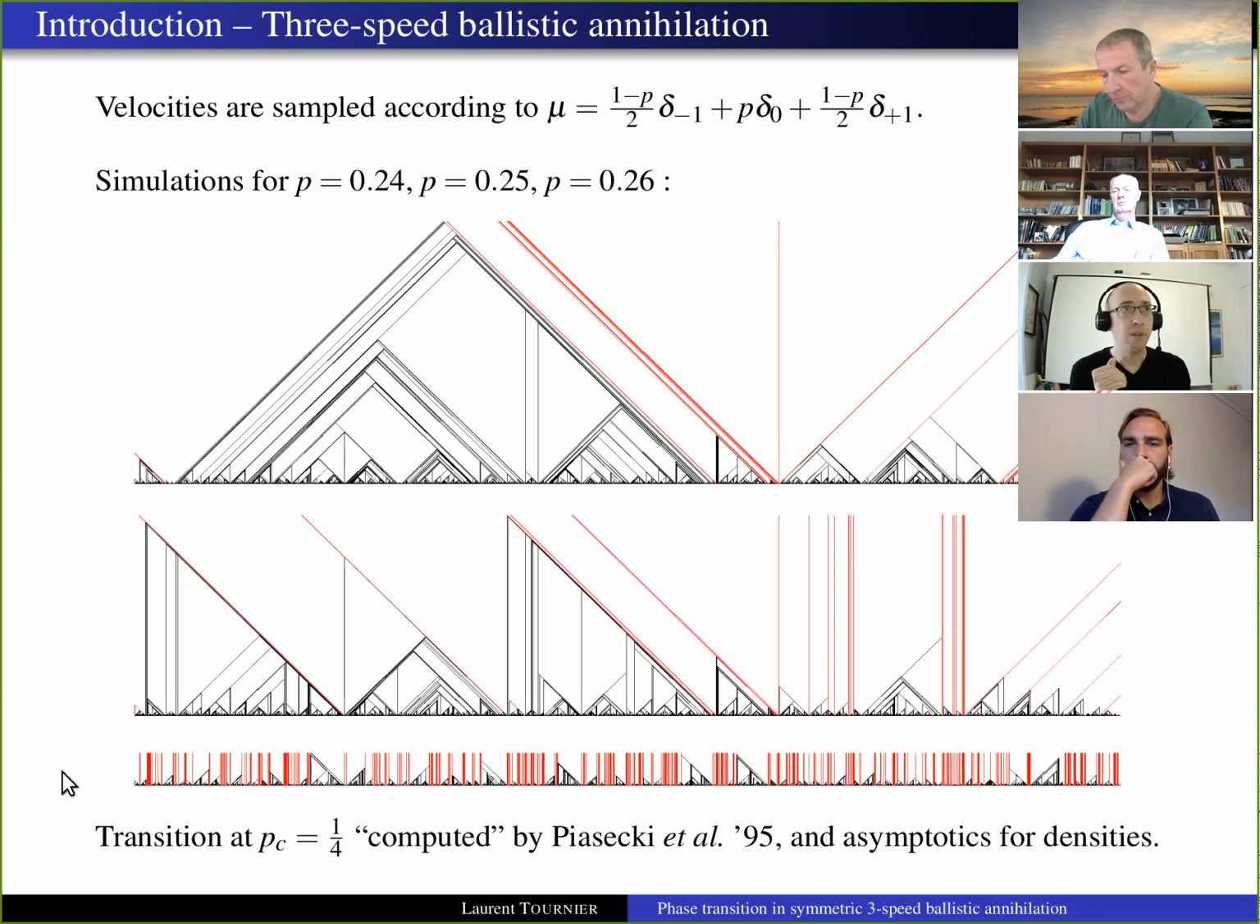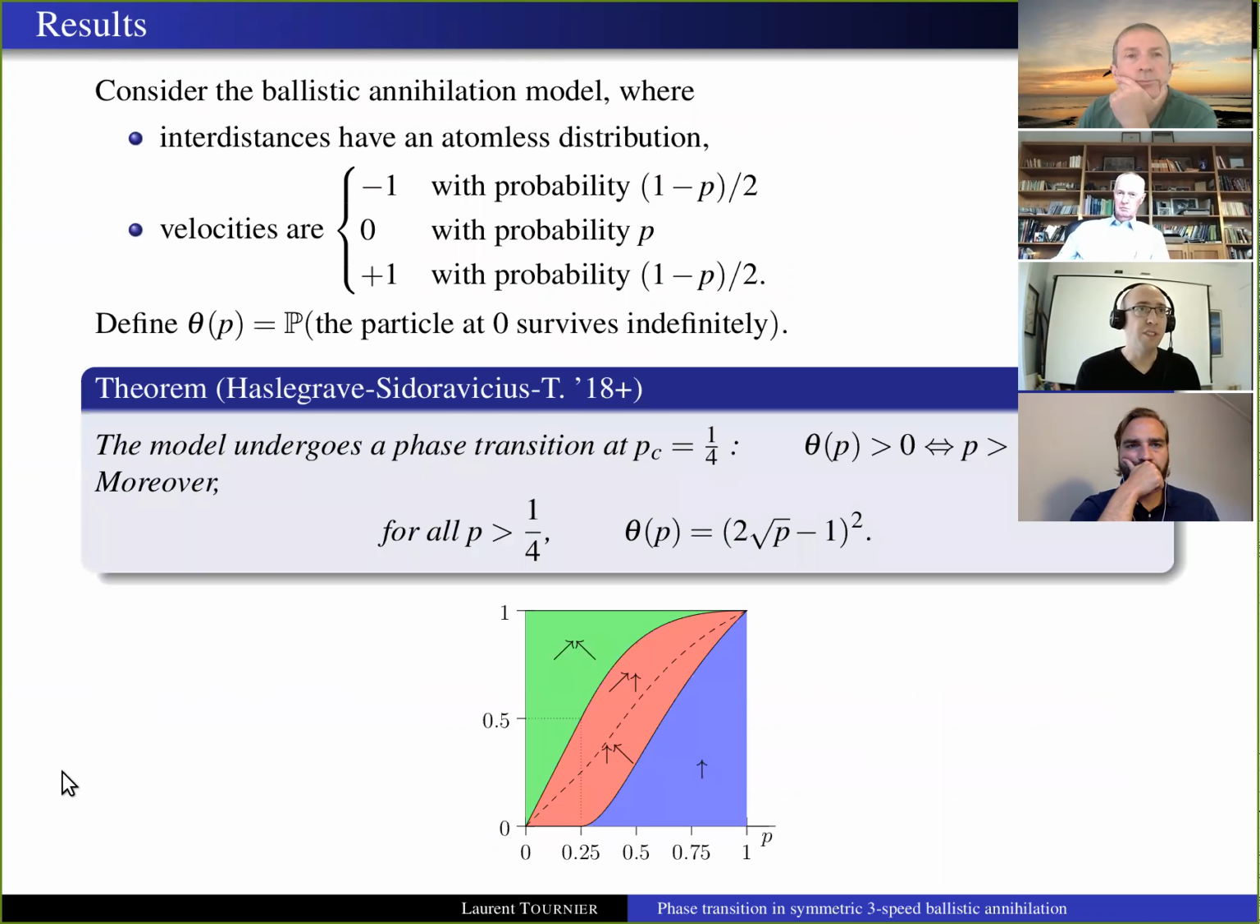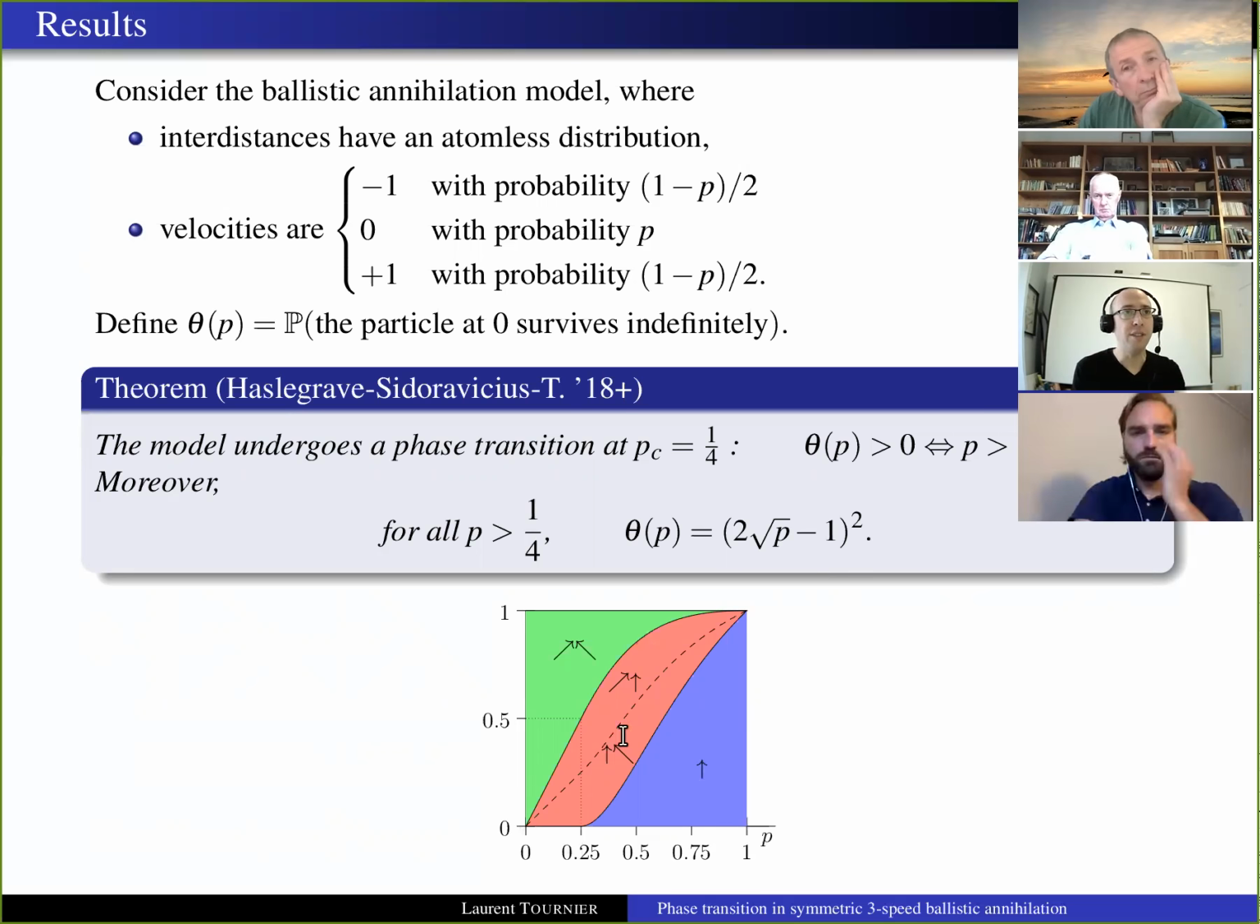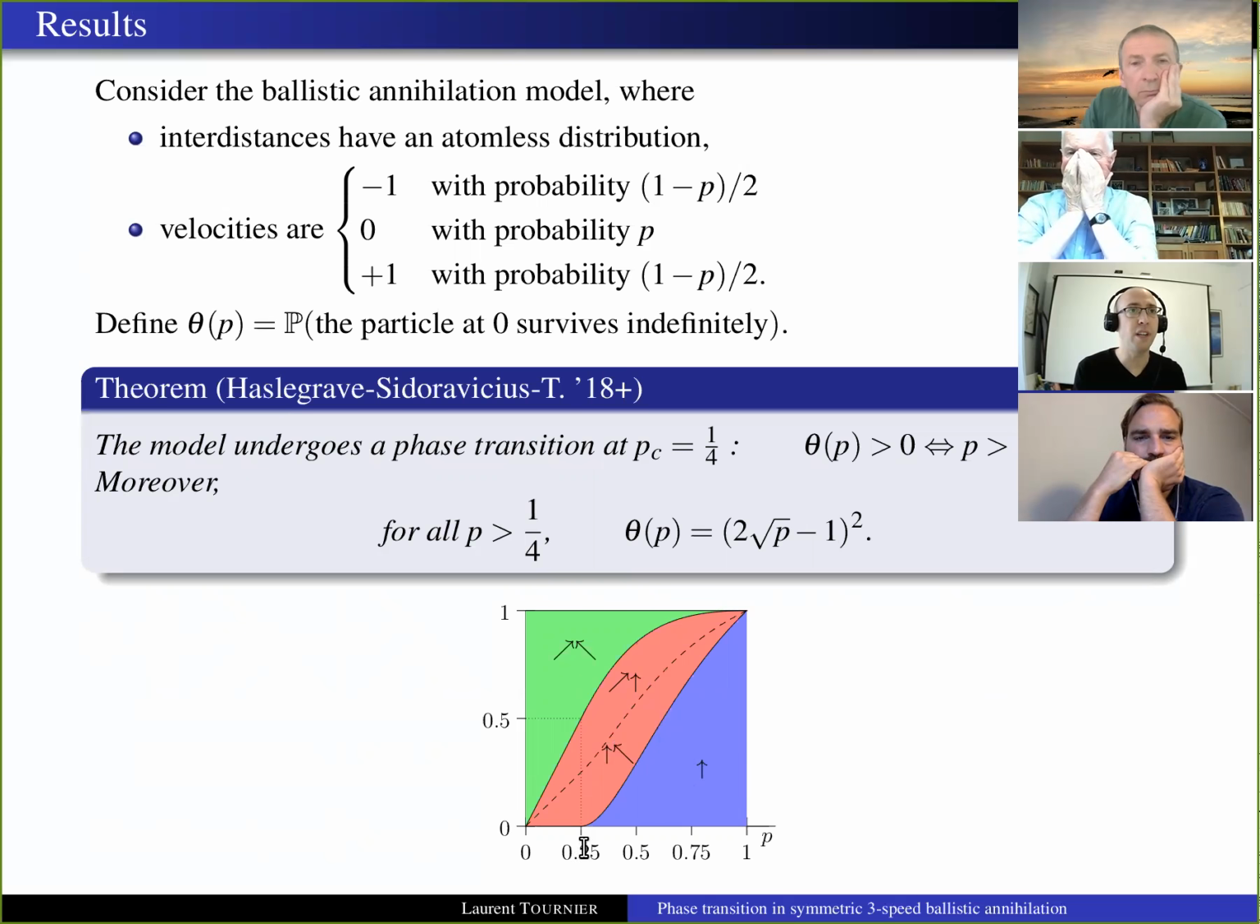Our main result that we'll be discussing here is that indeed there is a phase transition at 1/4, and we're even able to find a rather simple proof for this. So it's rigorous and much simpler. Moreover, just like in the physics paper, we get the probability that the particle at 0 survives infinitely, which is given simply by (2√p-1) squared. So it's 0 below 1/4, and it's equal to this positive quantity after 1/4. In particular, we can even make a diagram showing, for values of p, the relative proportions of different types of collisions: either +1 with -1 in green, +1 and 0, or -1 with 0 in red, or surviving zeros in blue, which appears only after 1/4.